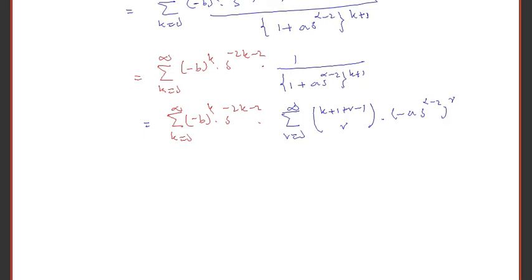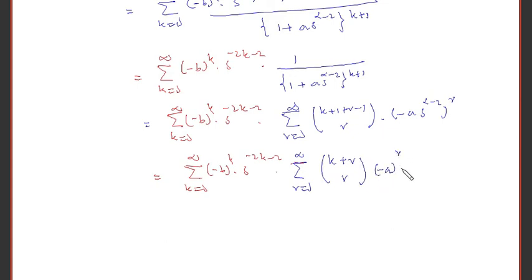Okay, now we need to simplify a little. This becomes summation k from 0 to infinity (-b)^k and s to the power -2k-2, and then this series becomes summation r from 0 to infinity. This cancels out, so I'll write (k+r choose r), then (-a)^r, and then s to the power (alpha-2)r.